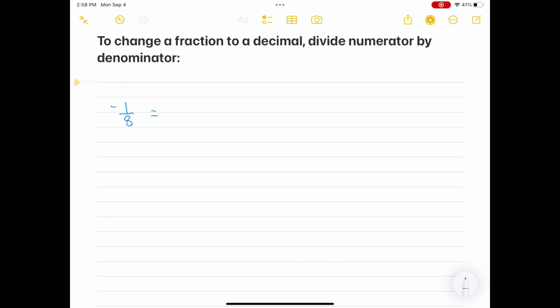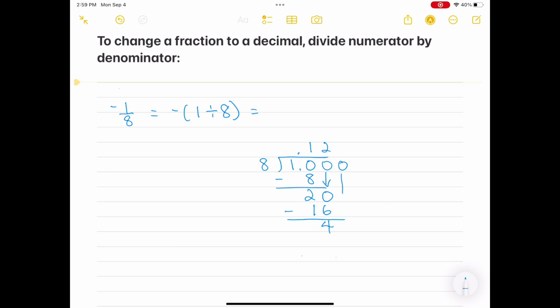For negative 1/8, we take the numerator 1 and divide it by the denominator 8. We draw parentheses around the equation with a negative sign in front to make sure we remember to include the negative sign when we finish our calculation for the decimal. And we end up with the decimal 125 thousandths, and we write it out as -0.125.